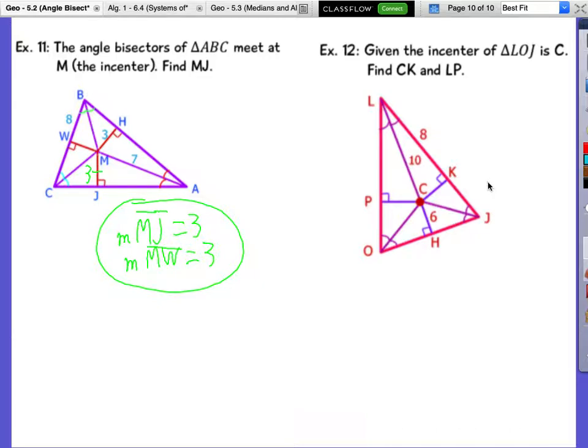Example 12. Well, first of all, actually, example 11. Do we have questions over example 11? The only one we're asked to find was MJ. I threw in a bonus with MW because I wanted to drive that home. It's equidistant to all sides.